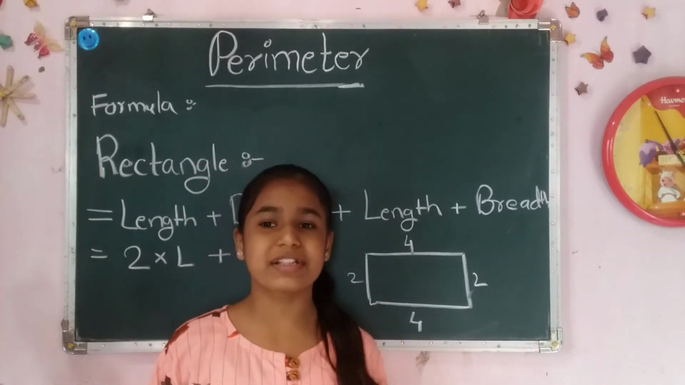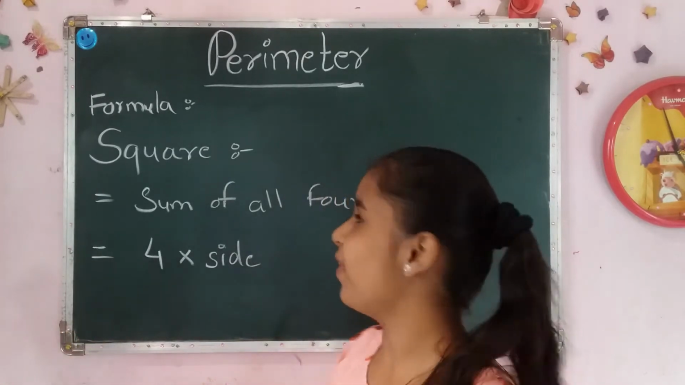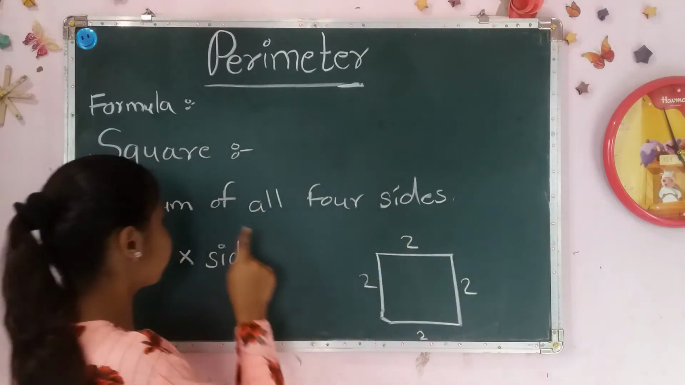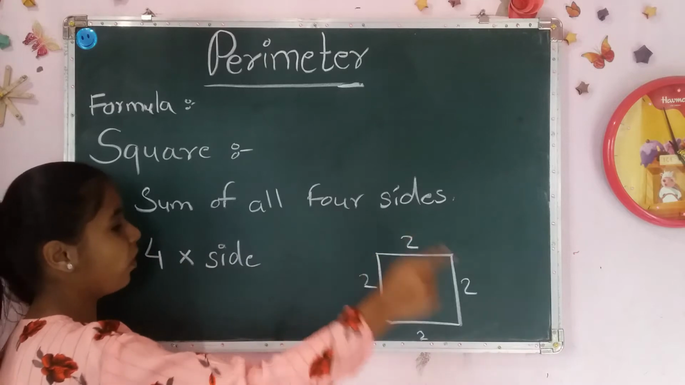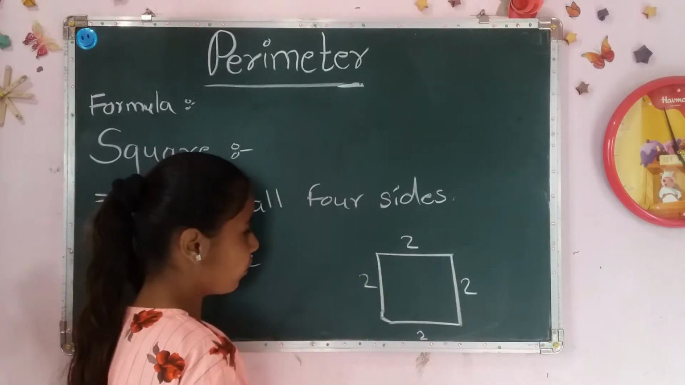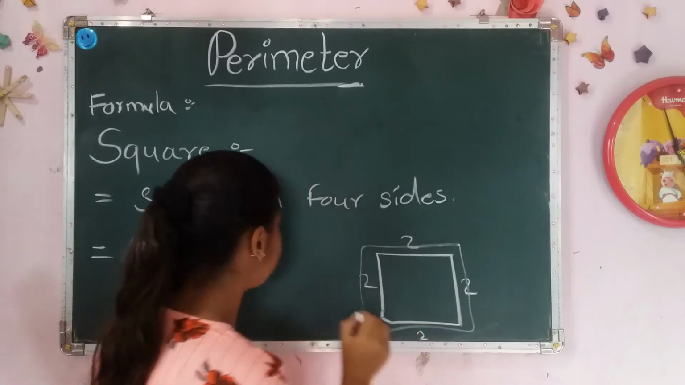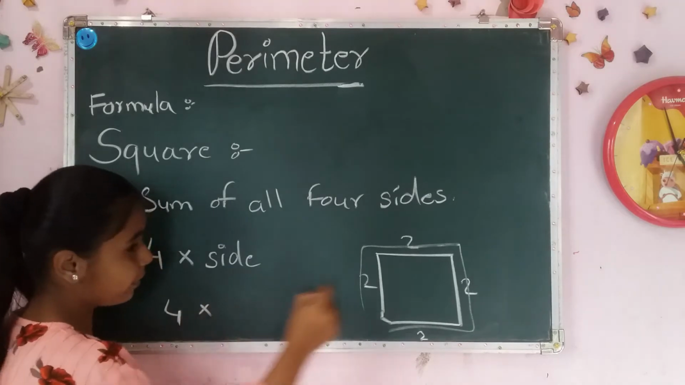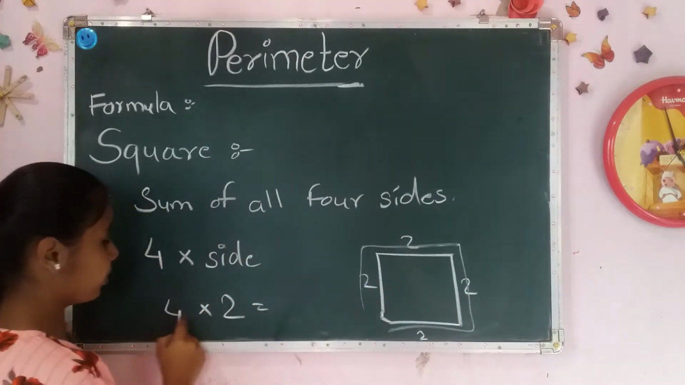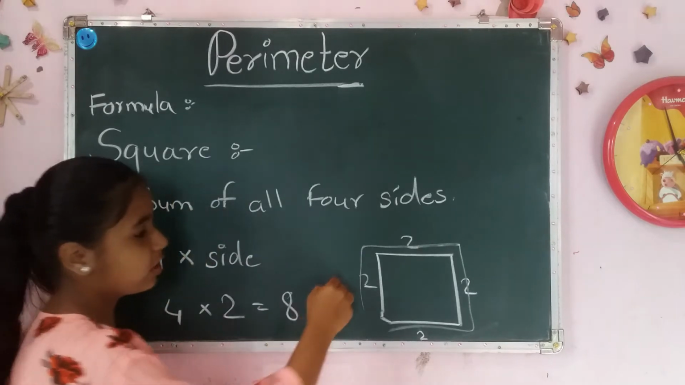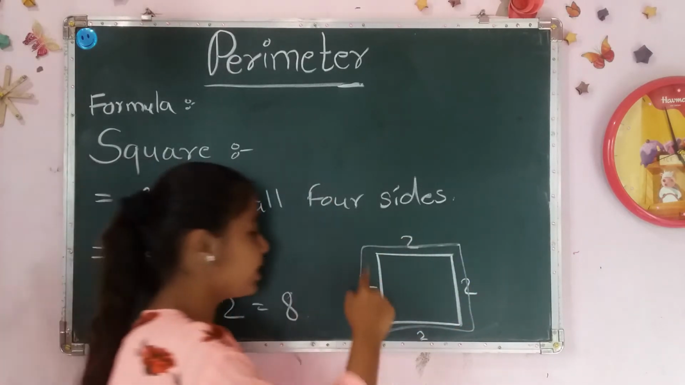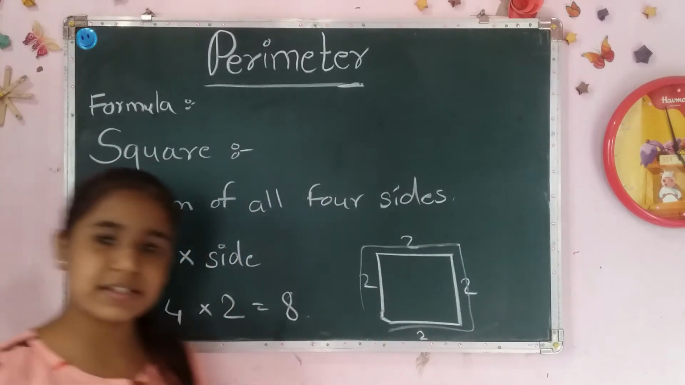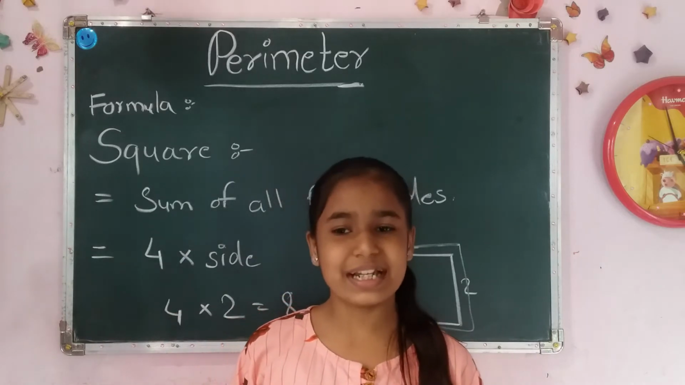Let's go for the formula of a square. The square is a very simple shape. The formula of a square is the sum of all 4 sides, meaning 2 plus 2 plus 2 plus 2, or simply 4 multiplied by any side, which is 2. So this is equal to 8. The perimeter of the square is 8 because all the sides of the square are equal. 4 multiplied by side is easy to remember. Let's go for the next.